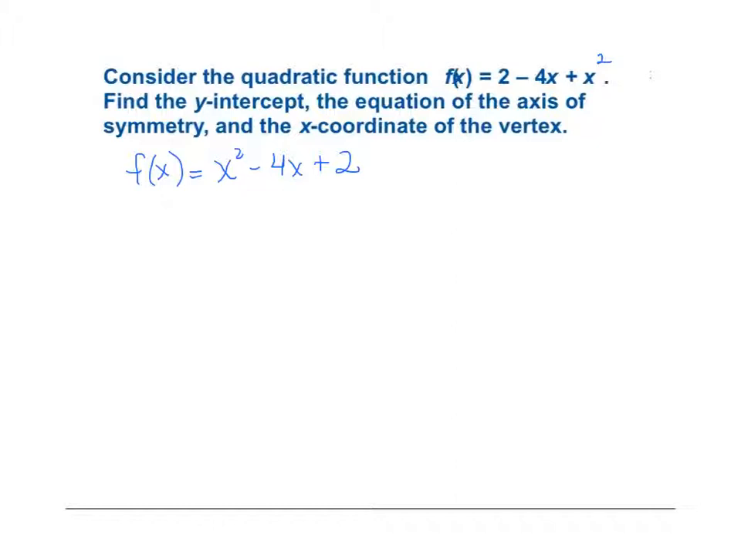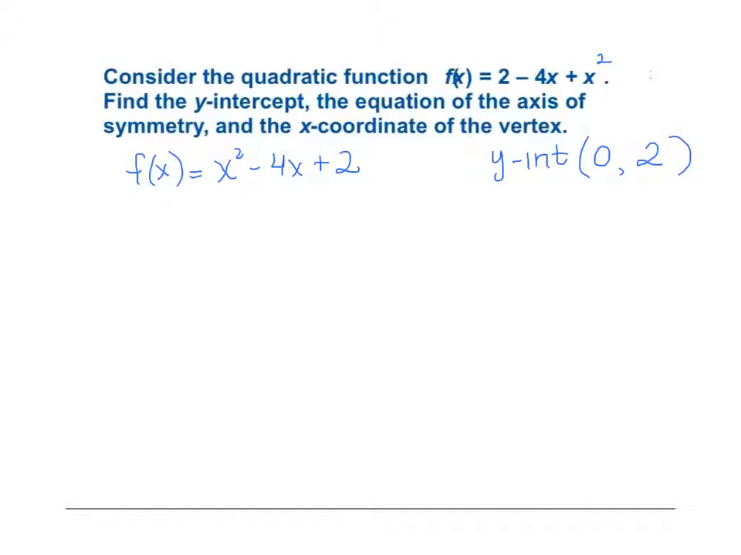All right, so first of all, let's remember that the y-intercept is the point 0, something. So I'm going to put in 0, right? That's the easiest. 0 squared minus 0 plus 2. So this is 2. Done.